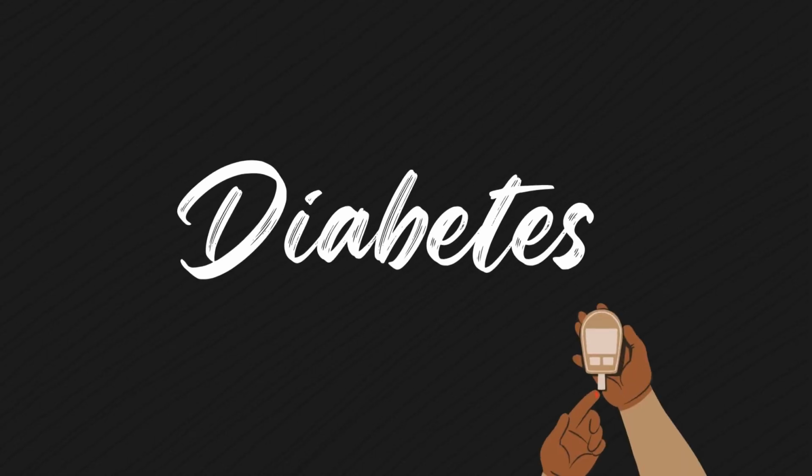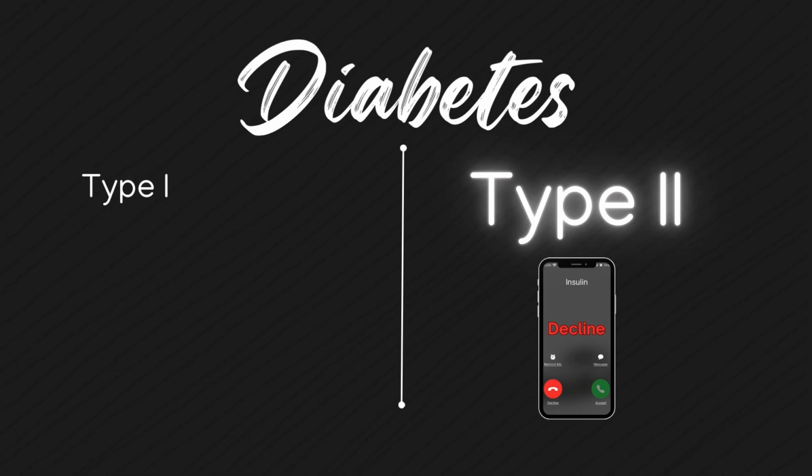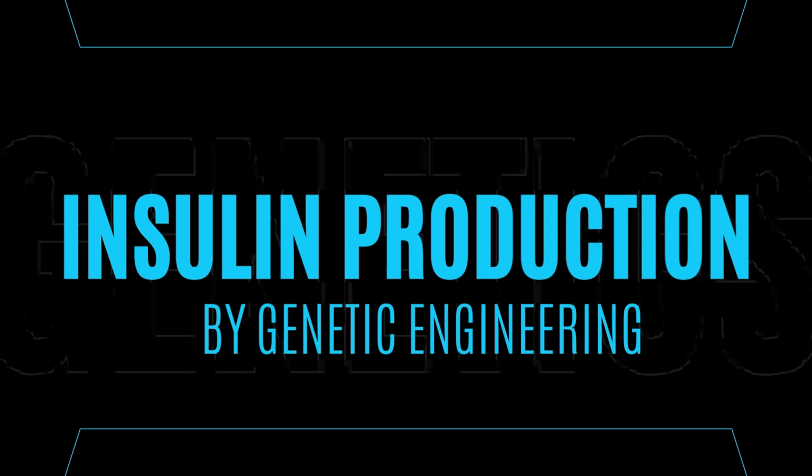Diabetes is a condition where the blood sugar level is too high. Either the body isn't responding to the insulin being produced, or the pancreas cannot make insulin. Fortunately, we can use bacteria to make insulin, and this is where genetic engineering meets medicine.